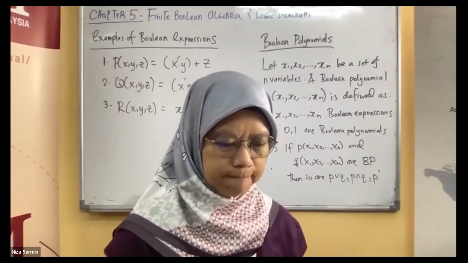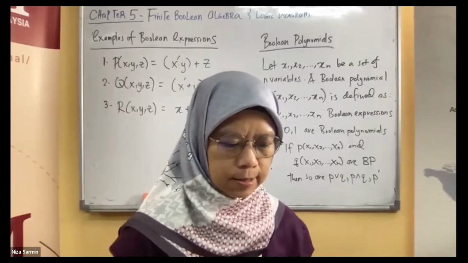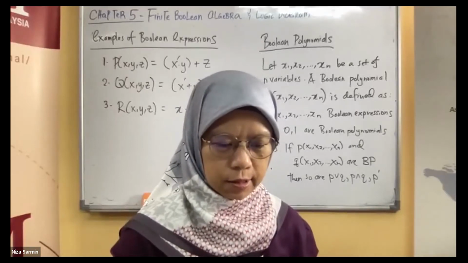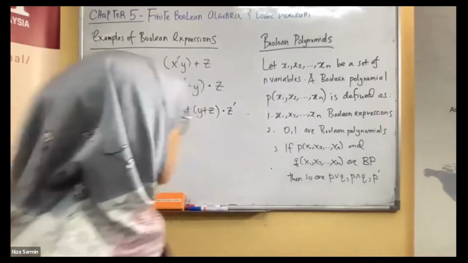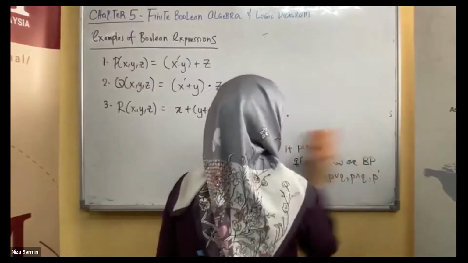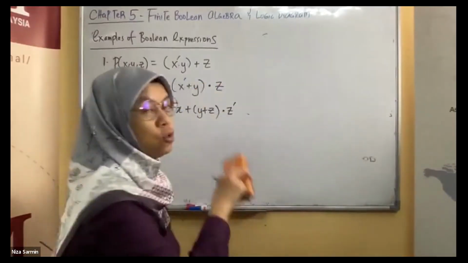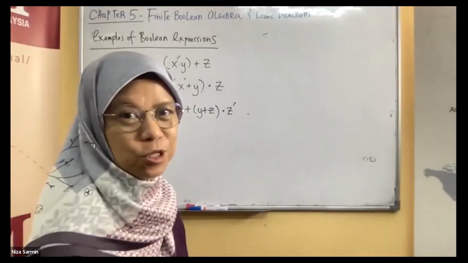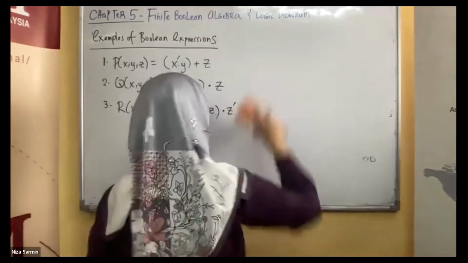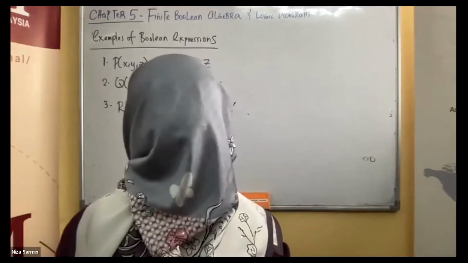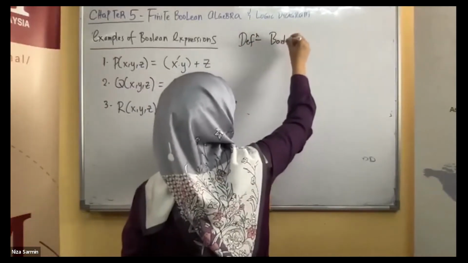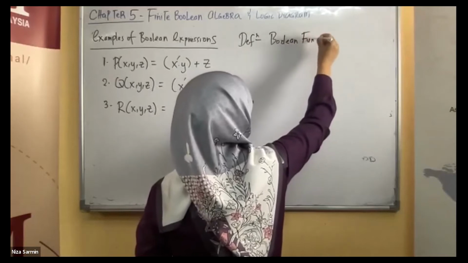Before we draw that, let's do the table. Okay, let me first go to the second definition. I don't want to erase this because I want to draw the logic diagram later. But before that, let me write a definition of Boolean function.